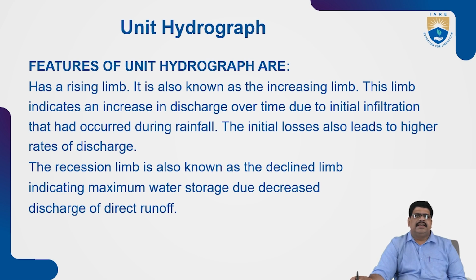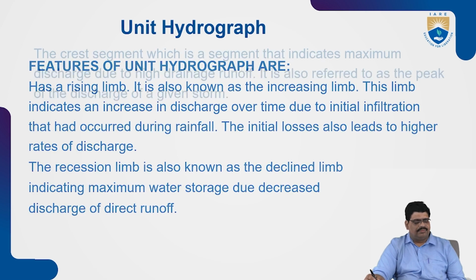It indicates the increasing discharge over time during the initial infiltration, which occurs during the rainfall. The initial losses also lead to higher rates of discharge. The recession limb is also known as the descent limb, indicating the maximum water storage due to the decreased discharge of the direct runoff.